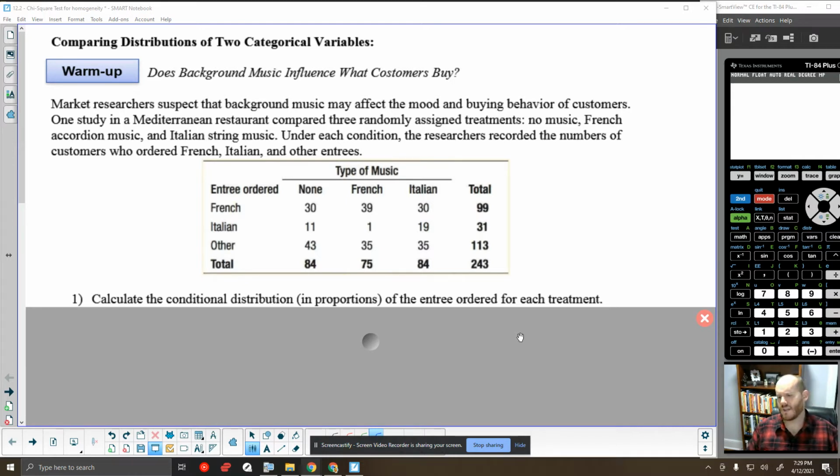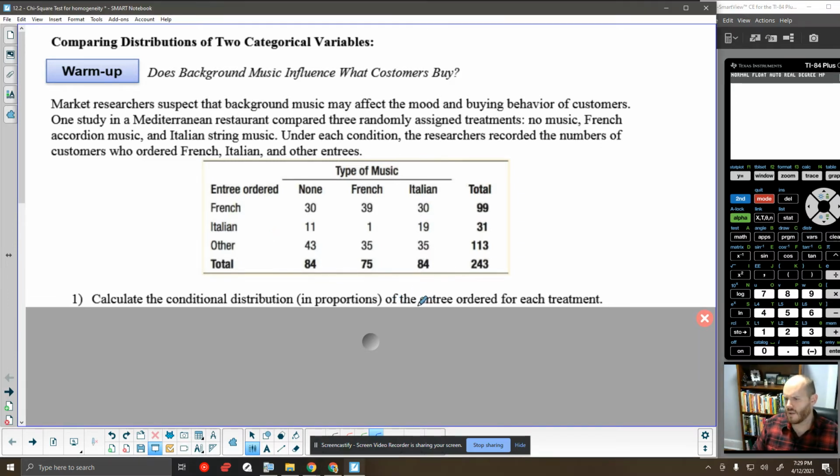I would like you to calculate the conditional distribution in proportions of the entree ordered for each treatment. Go ahead and pause this video now and calculate that. Okay, welcome back. When you're calculating a conditional distribution, what you're calculating the distribution of is what you're allowing to vary. So here we're calculating the distribution of entree ordered. I'm going to allow the different entrees to vary for each of my treatments.